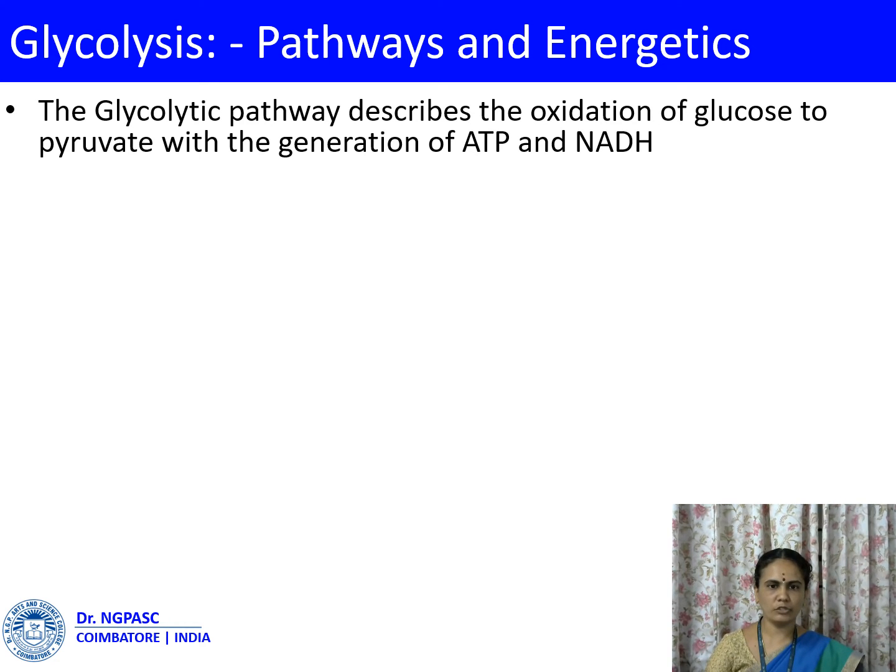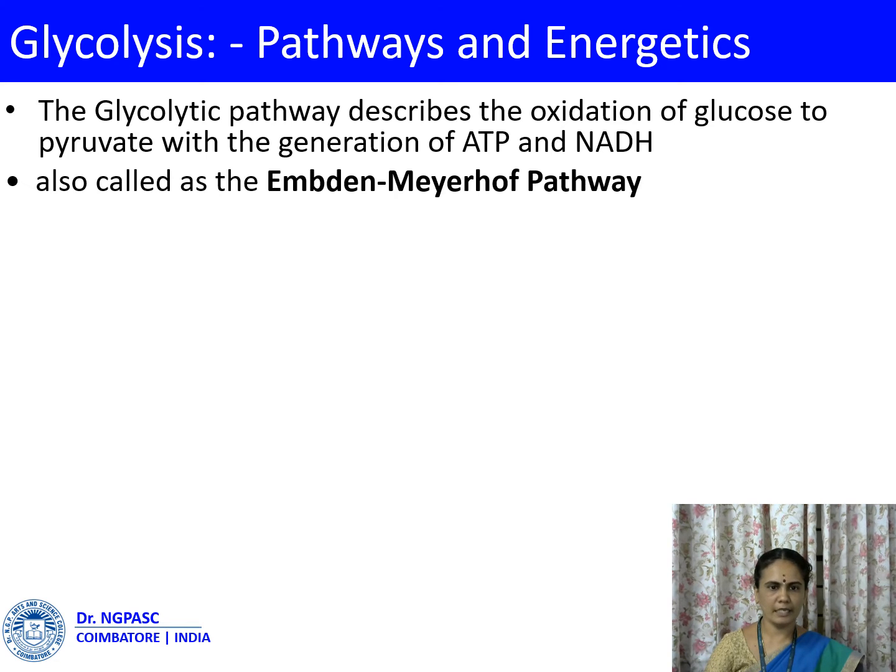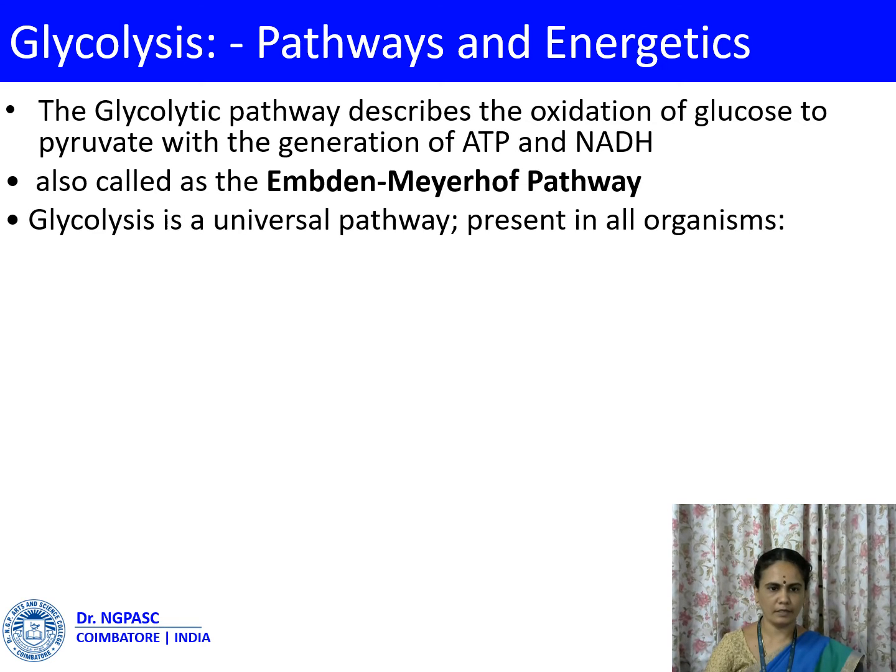After the digestion process, the complex molecules are simplified into monosaccharides. The monosaccharide glucose enters into the glycolysis pathway. In the glycolytic pathway, glucose is oxidized and converted to the end product called pyruvate, thereby generating ATP and NADH. This pathway is also called the Embden-Meyerhof pathway.